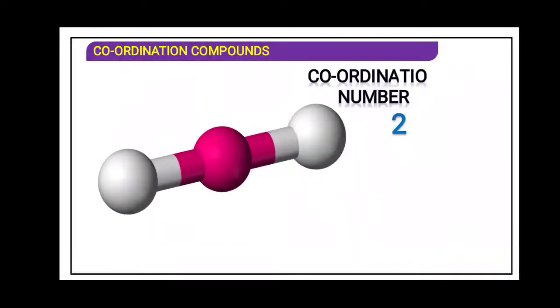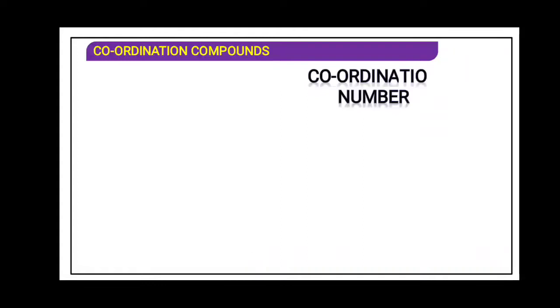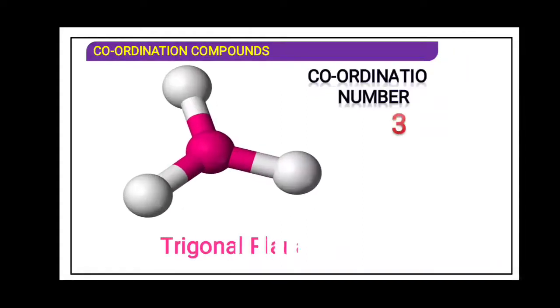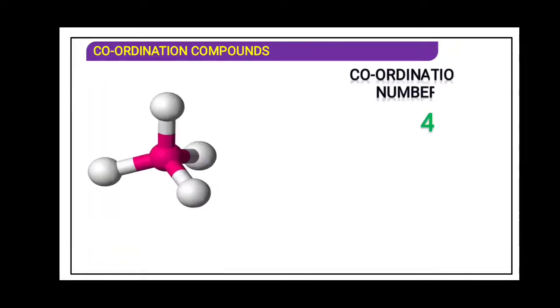For the coordination number 2, you can understand this pink one is a metal atom and this grey color is nothing but the ligands. And the geometry will be linear, as you can see in the diagrammatic representation. If the coordination number is 3, it will be trigonal planar. In a plane we can draw a triangle in the same way.